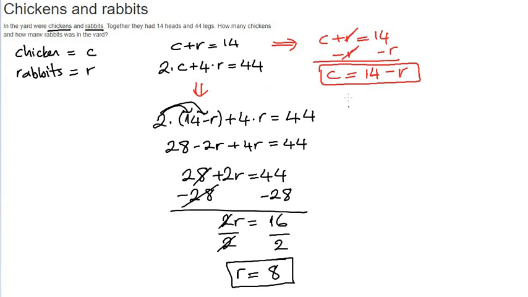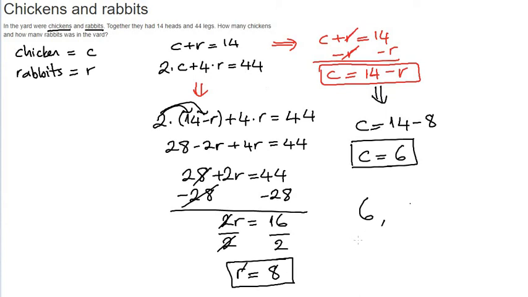We know that C was equal to, right here, C was equal to 14 minus R. Instead of writing R, I can write down 8. 14 minus 8, that's going to be equal to 6. So number of chickens in this yard is 6. There's 6 chickens and 8 rabbits. This would be the solution to this system of equations using substitution technique.